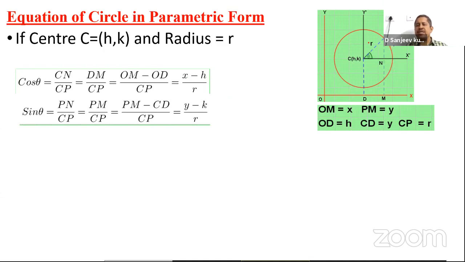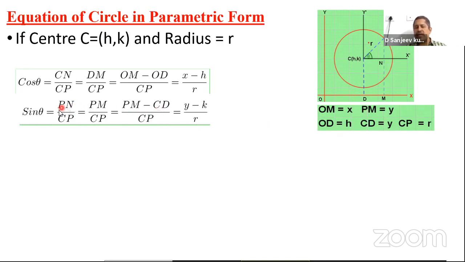Pn is the opposite side. Hypotenuse is Cp. So opposite by hypotenuse is sine. So sine theta is equal to Pn divided by Cp. Now, Pn you can write as Pm minus Nm. But Nm is the same as Cd. So it is Pm minus Cd divided by Cp.